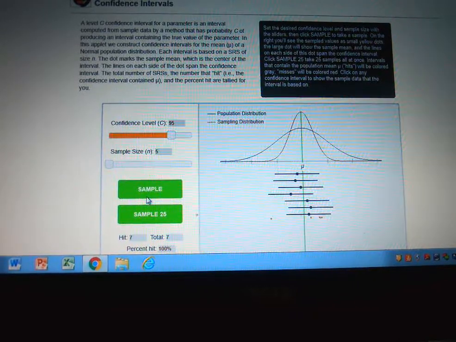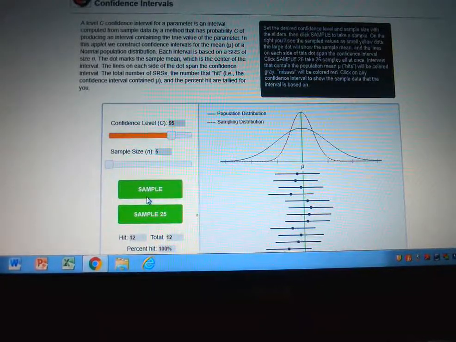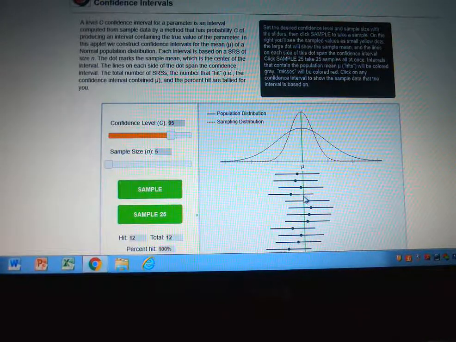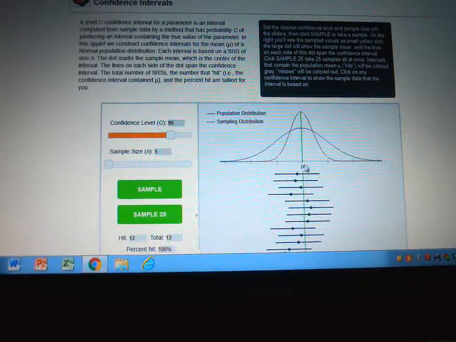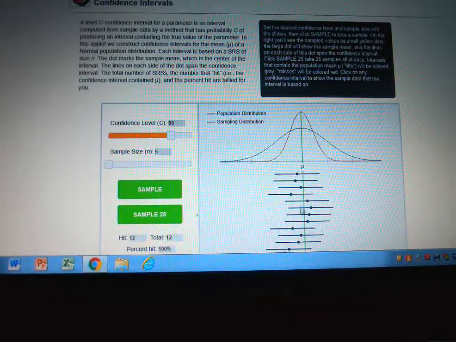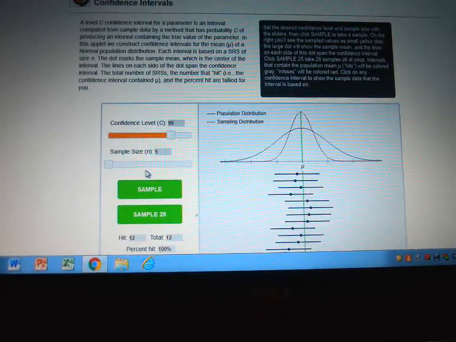So as I keep on taking samples of size 5, notice that so far, every single one of these intervals has that center where mu is included in that interval. Okay, let me keep on doing, oops, sorry.